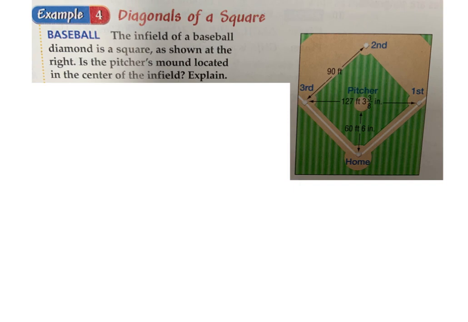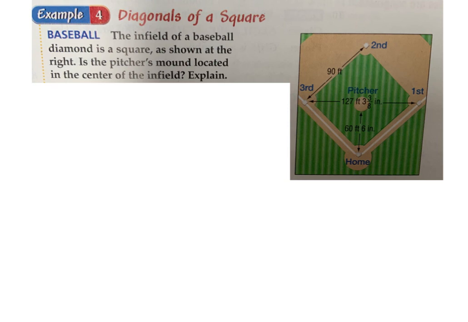The infield of a baseball diamond is a square, as shown at the right. Is the pitcher's mound located in the center? How would I know that? Yeah, so if it is in the center, it should be where the diagonals cross. And so if you can show that it's where the diagonals cross and they've told you it's a square, then it should be in the center. So yeah, if you look at a pitcher's mound, it falls on the diagonals. It falls where the diagonals cross.